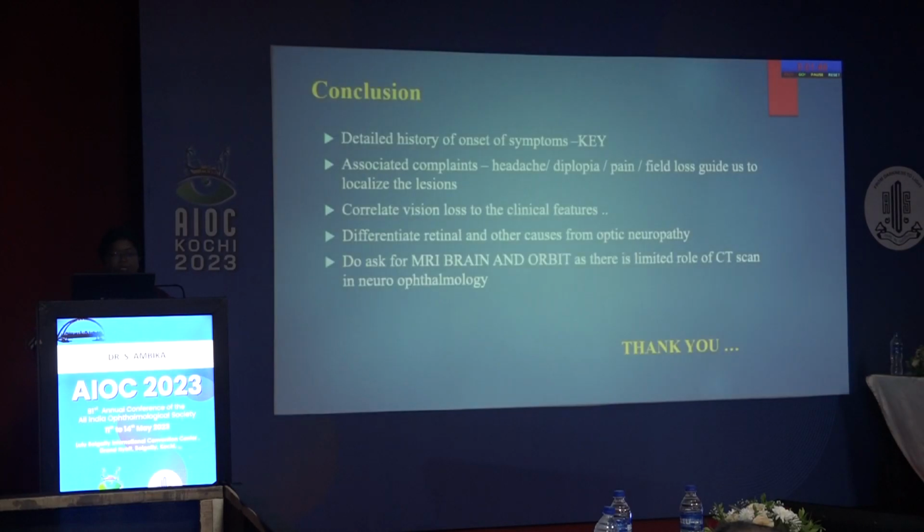So with this, I wind up with the vision loss, and probably I will move on to the conclusion slide. So detailed history taking is the key for an onset of symptoms and localization. Always associate other complaints like headache, pain, and the type of the field loss, which will help you in making the lesion localization, and correlate the vision loss to the clinical features, and differentiate retinal and other causes from optic neuropathy, and do ask for a contrast enhanced MRI brain and orbit, because there is very limited role of CT brain and orbit in neuro-ophthalmology.